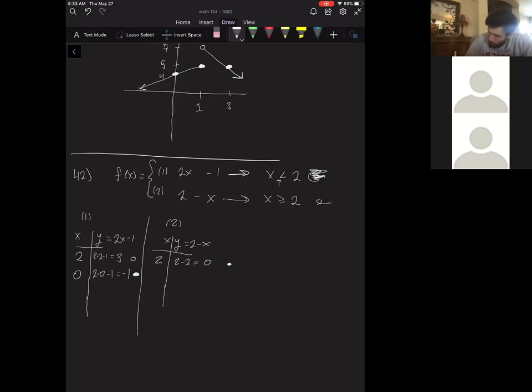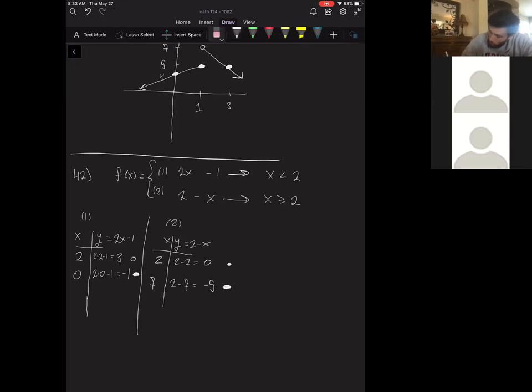What's another number we could plug into this section? Like 7. If we plug in 7 here, we're going to get 2 minus 7, which is equal to minus 5. And again, 7 is bigger than 2, so we're allowed to plug 7 in here. So this is going to get a closed dot as well.